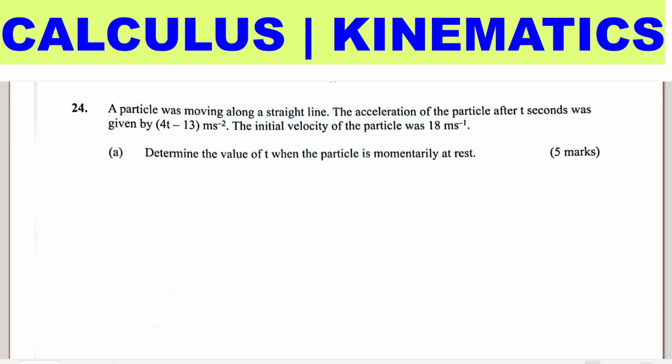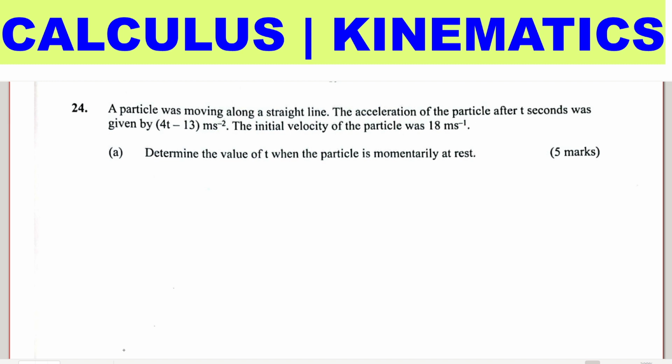A particle was moving along a straight line. The acceleration of the particle after t seconds was given by 4t minus 13 meters per second squared. The initial velocity of the particle was 18 meters per second. A. Determine the value of t when the particle is momentarily at rest. So let's do that part.